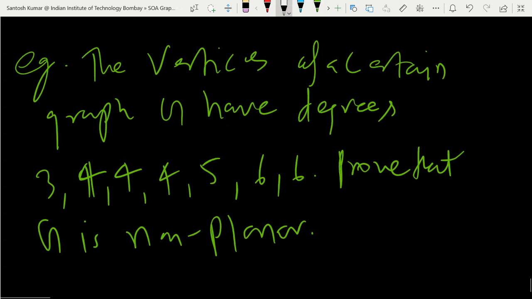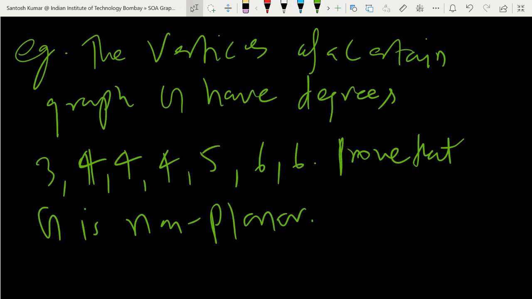Okay, so how will you do that? Think: the vertices of a certain graph G have these degrees. You can count the vertices: 1, 2, 3, 4, 5, 6, 7. There are 7 vertices and you have been given the degrees of each vertex. So you have to prove G is non-planar.